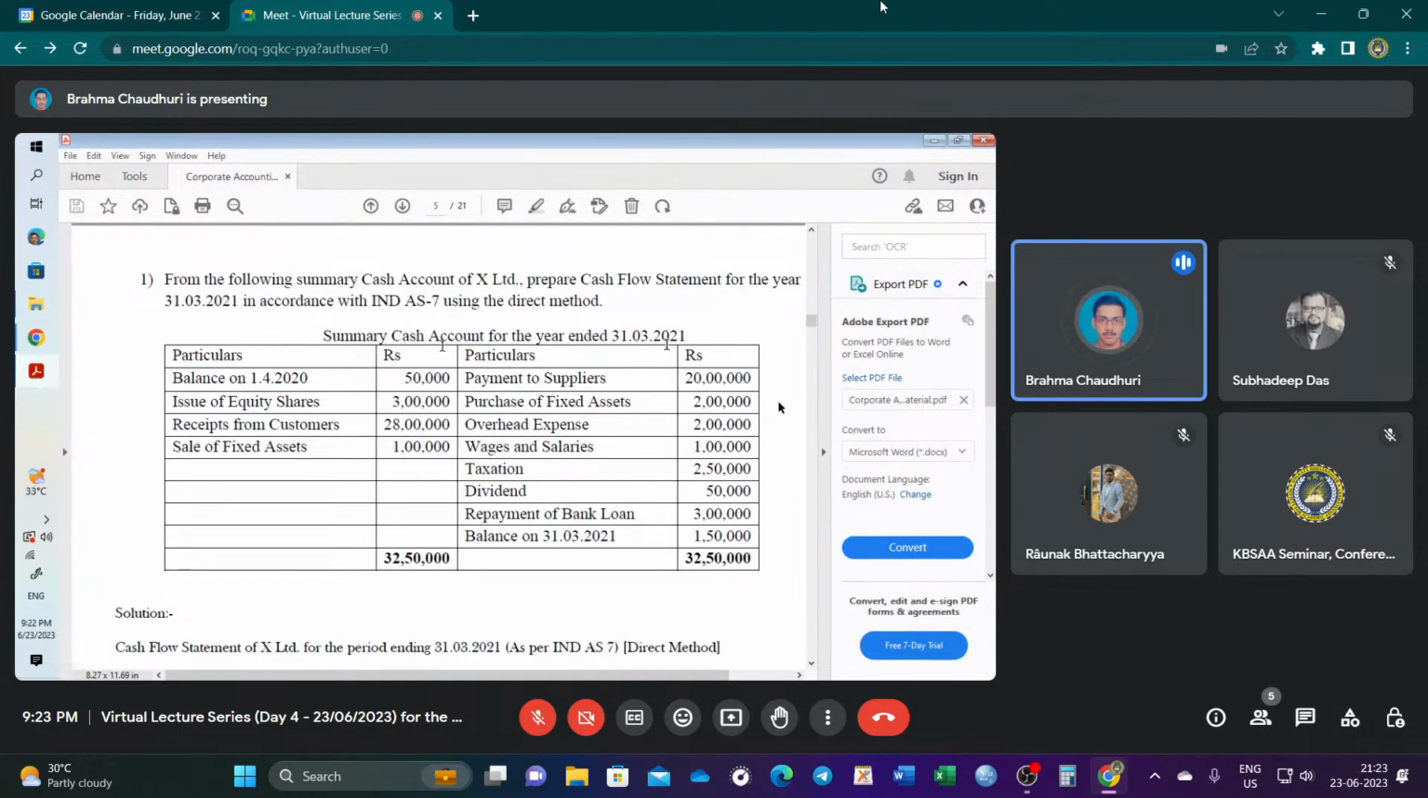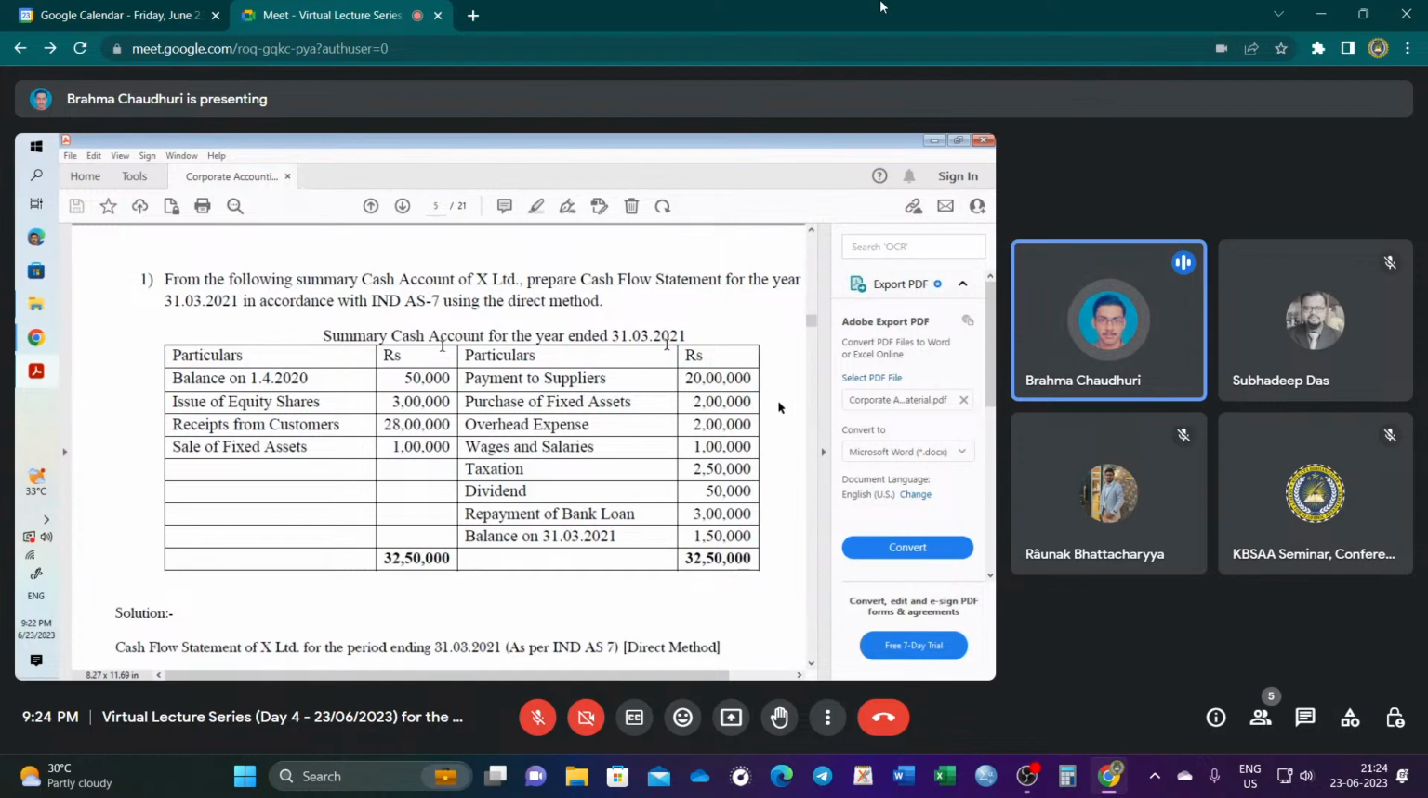So just looking at the receipt side, we will find that receipts from customers means there have been certain cash sales made to the customers, and after that cash has been received from the customers, that is, cash inflow has been generated from the receipts from customers. So these come under the purview of the operating activities. So receipts from customers is a cash inflow from operating activities.